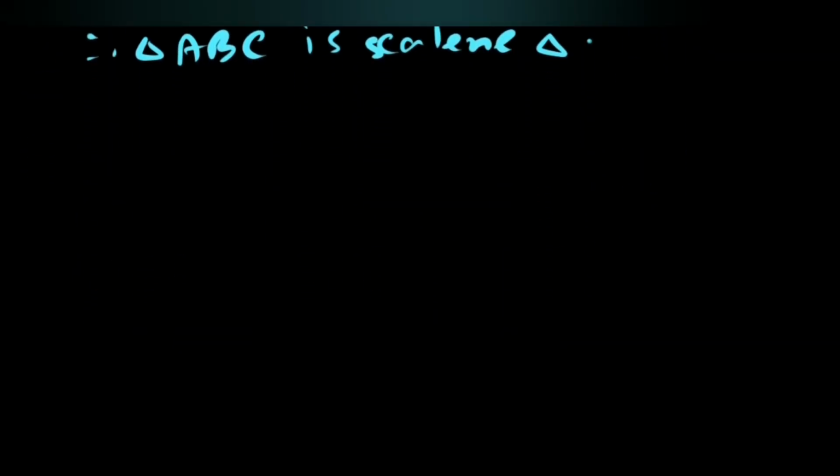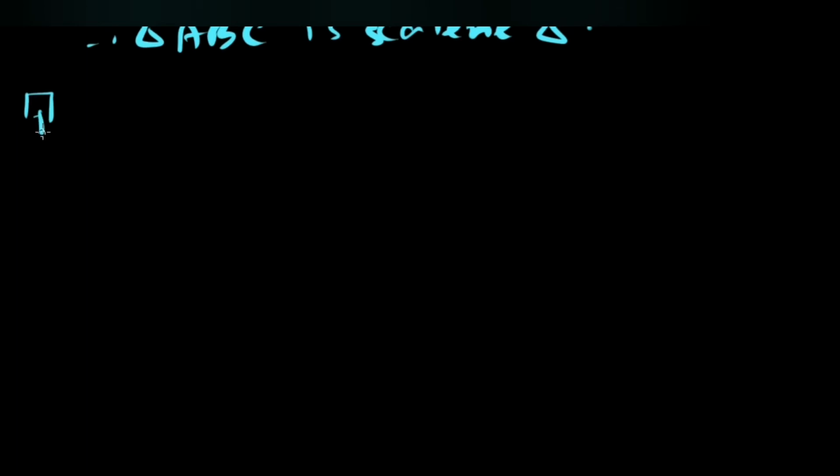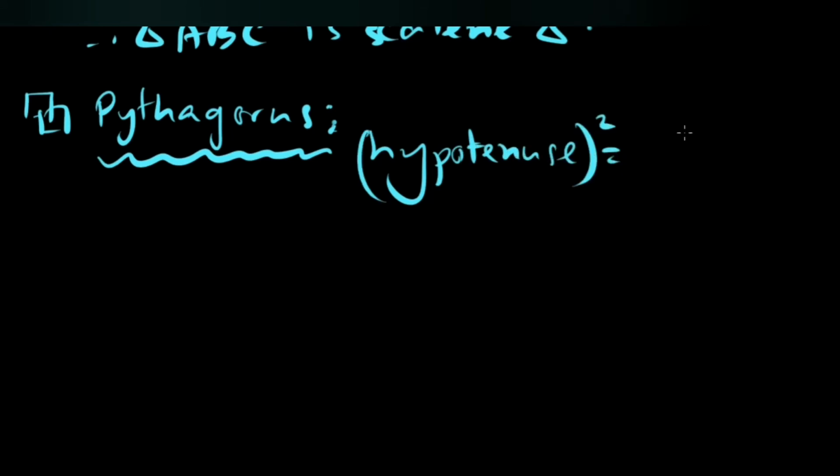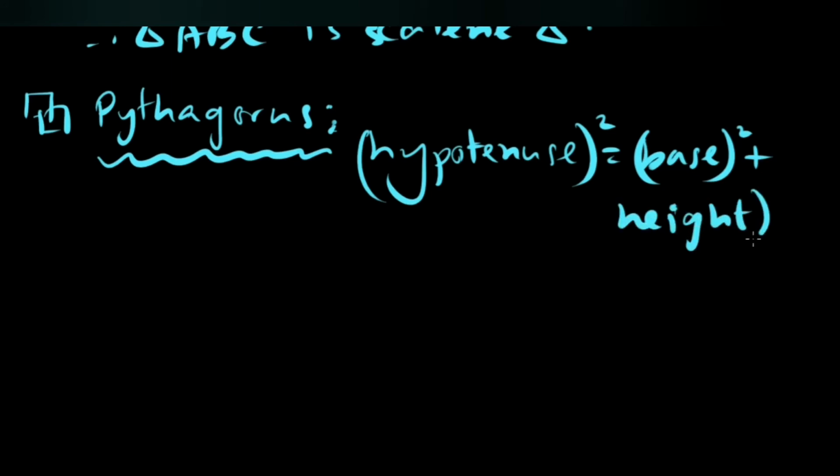But one more thing, we know about Pythagoras, and in the Pythagoras theorem we know the square of the hypotenuse is the sum of the squares of the other two sides, that can be written as base square plus height square, or altitude square.